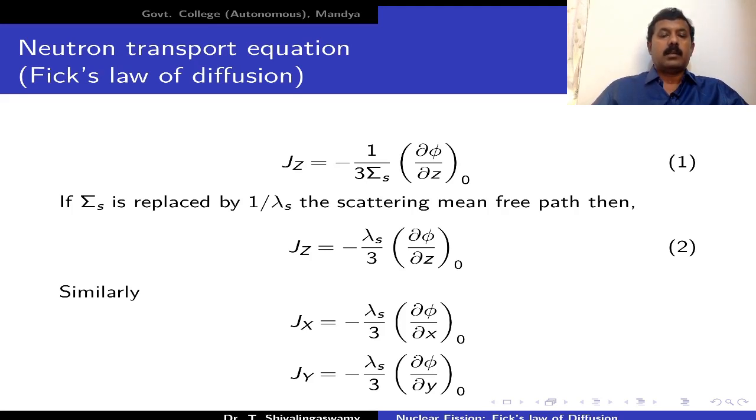Similarly, the net current along the positive x direction will be equal to minus lambda s by 3 dou phi by dou x at origin, and the net current density along the positive y direction will be equal to minus lambda s by 3 dou phi by dou y at origin.